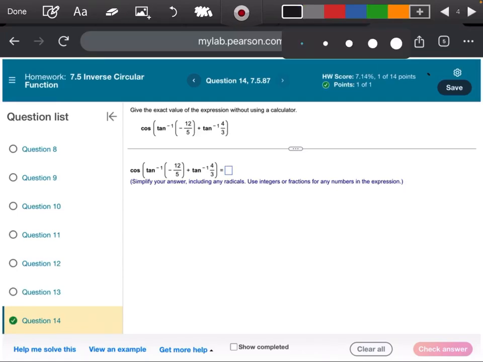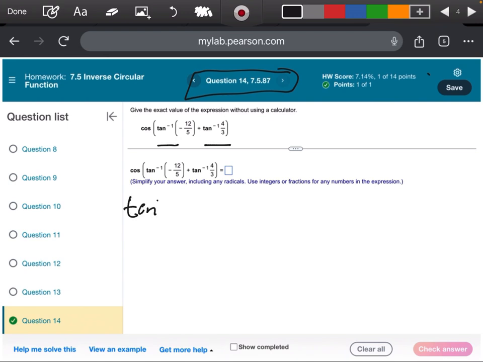All right, y'all, this is question number 14 out of 7.5. And it says to give the exact value of the expression without using a calculator. All right, let's see if we can do this. So I'm going to start by looking at the insides here.